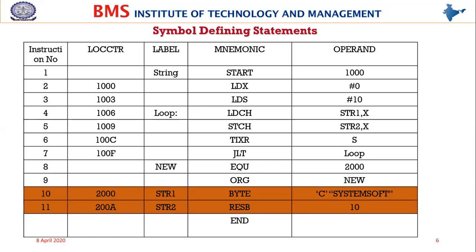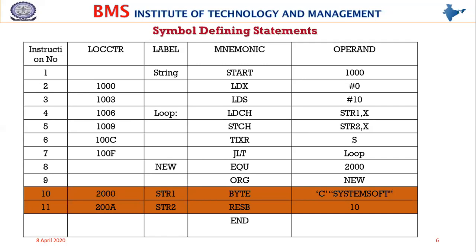Of course, you can use org without a value or without the address. Then org will continue from the main program wherever it has started. So this allows you to partition the same program and arrange it in different address spaces. So this is one of the machine independent features.